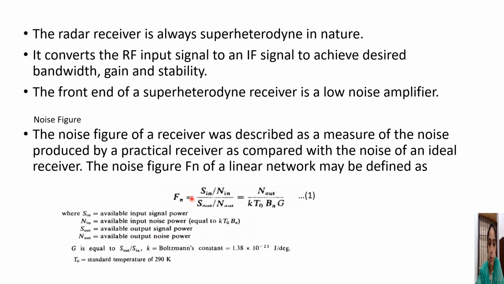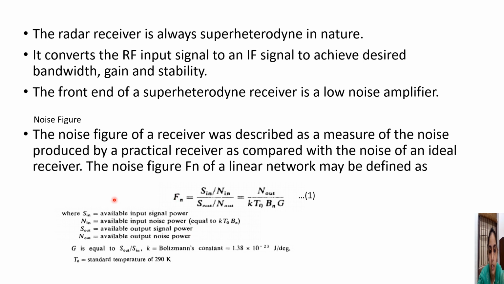So the noise figure can be expressed as Fn equal to Sin by Nin divided by Sout by Nout. Sout by Sin, that is the signal strength output to input, we can define as a gain, which is replaced by G. So we can write this equation as Nout by k T0 Bn G, where Nin is the available noise input power at the receiver, which is equal to k T0 Bn, where k is the Boltzmann constant, T0 is the standard temperature of 290 Kelvin, and Bn is the noise bandwidth.